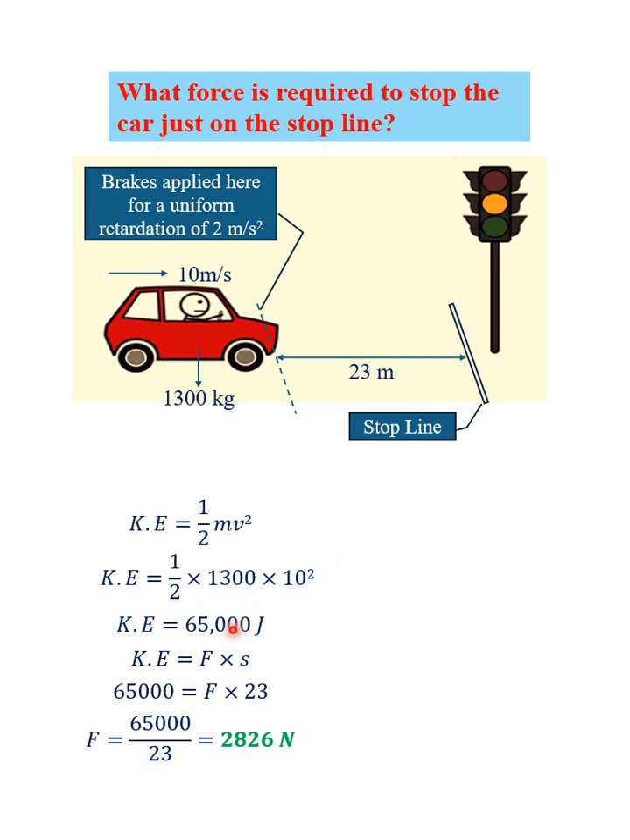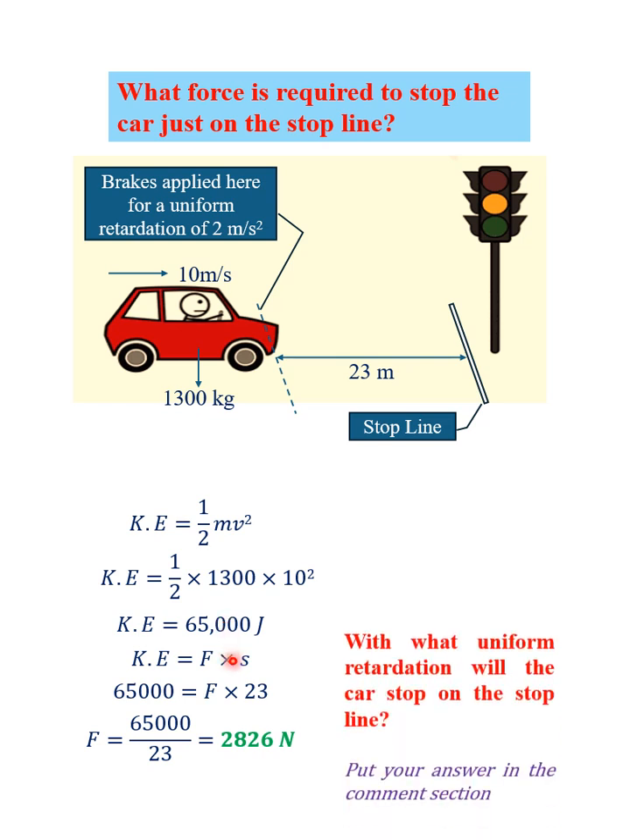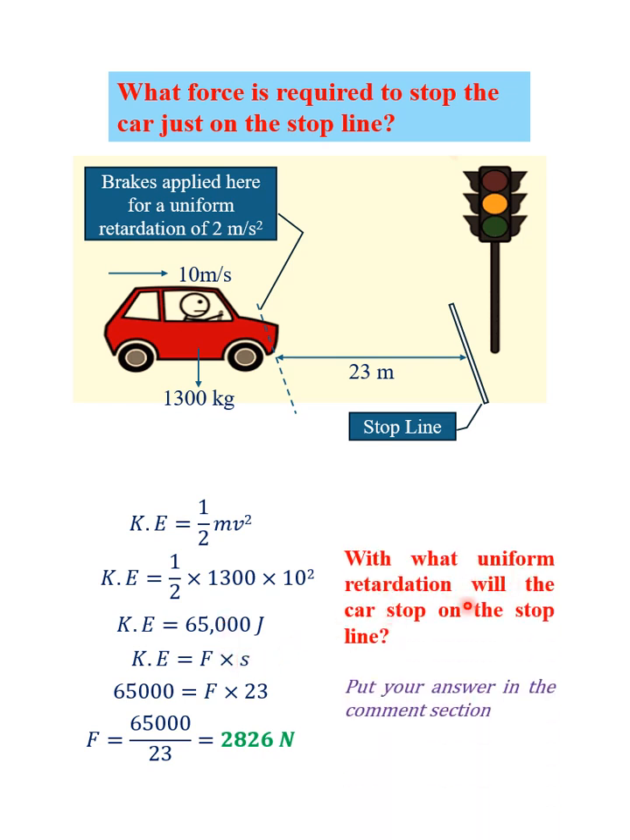It is very simple, and I have a simple one for you. What do you think? With what uniform retardation will the car stop on the stop line? Previously, we said that the retardation of the car was 2 meters per second squared, and it couldn't stop in 23 meters. At this point, we have been able to calculate the stopping force that will make it stop at 23 meters. Can you now tell us, what do you think the retardation would be for this car to actually stop on the stop line? It is very simple. When you calculate that and you get the answer, please put it in the comment section, and I will be there waiting for you.